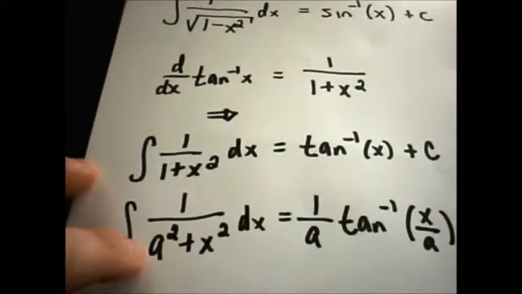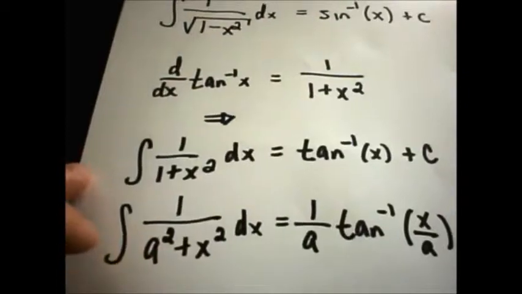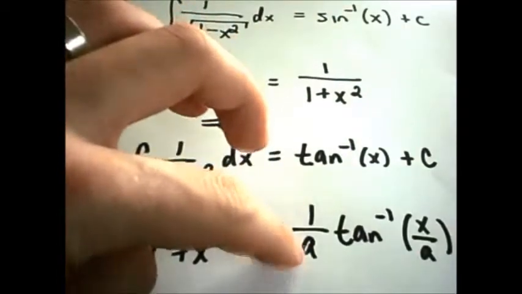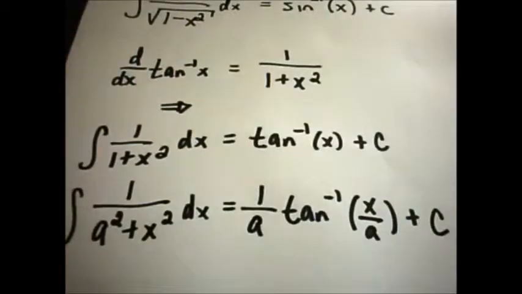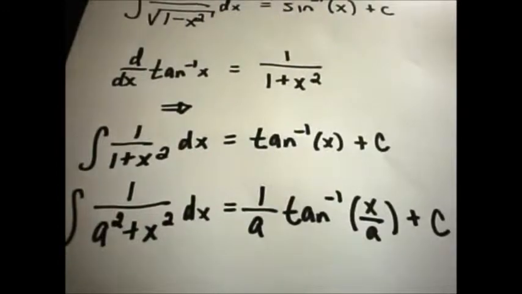And a little more generically, if you integrate 1 over a squared plus x squared, where a is some number, you get 1 over the a value, arctangent of x over a plus c. Okay, and you can justify this without too much trouble, and I'll actually show you a similar idea on where that comes from.